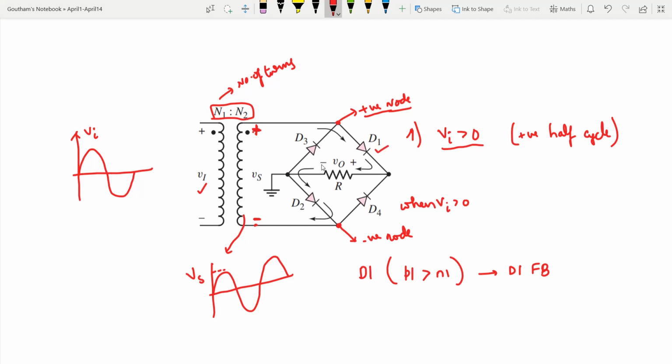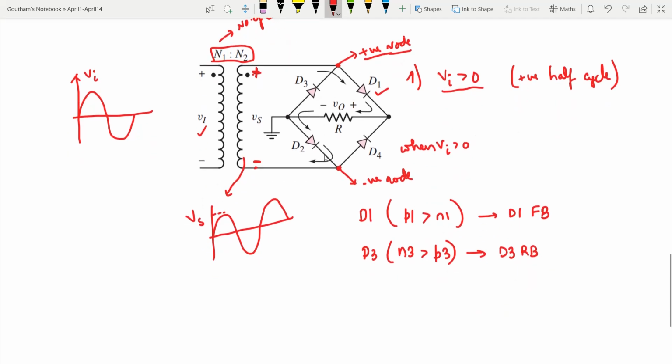Now let us go to D3. What is D3 doing? The N side of D3 is connected to the most positive node. So I can draw the conclusion that N3 is greater than P3. When N is greater than P, diode D3 is reverse biased.